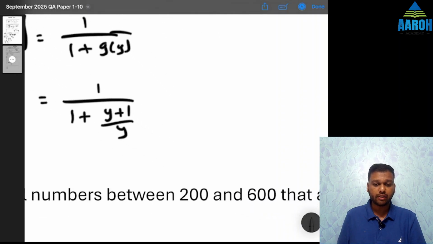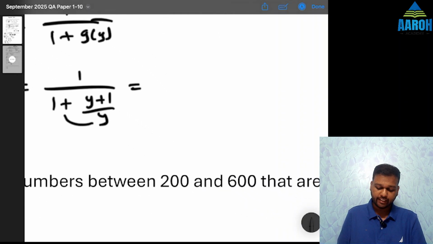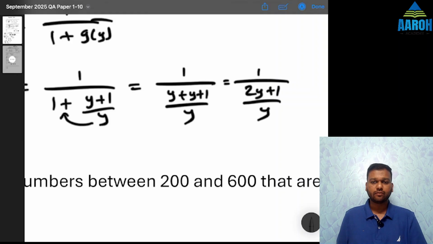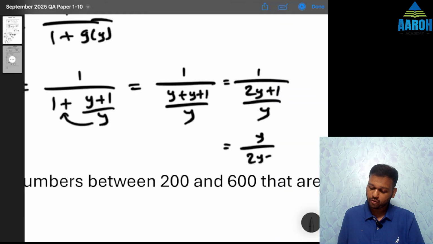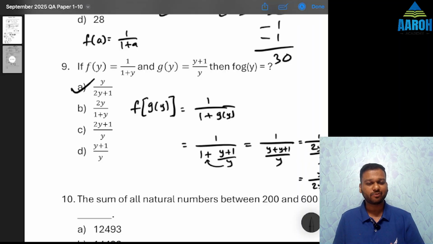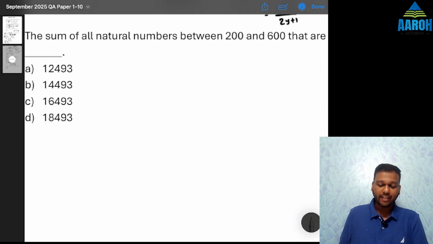So we just need to solve this. Let's take the LCM, we'll multiply by y here. So y plus 1 by y, that is 1 by 2y plus 1 by y. Let's take this to the numerator, so it will be the reciprocal. y by 2y plus 1. Option A is the correct answer. That's it. Now the 10th is a good one.